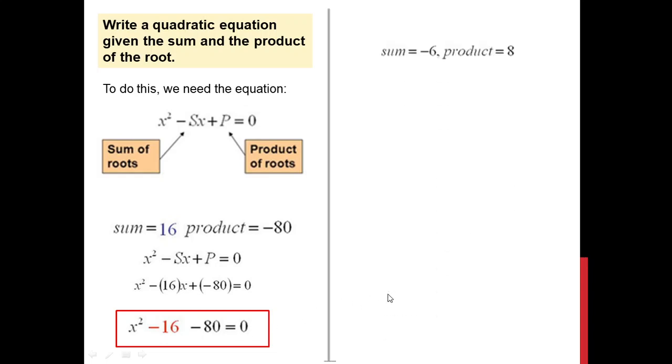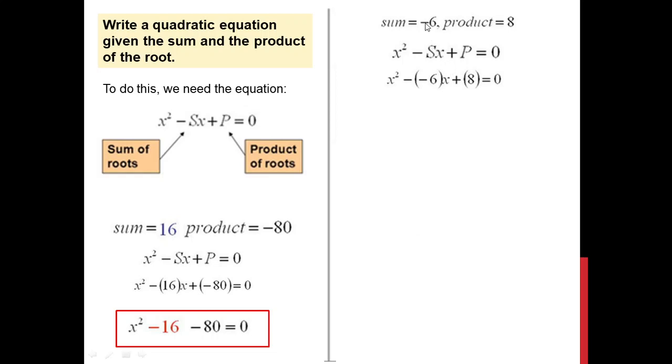Another example, given the sum of negative 6 and a product of 8 as their roots, find the quadratic equation. Again, to solve for this one, we need the equation x squared minus sx plus p equals to 0.